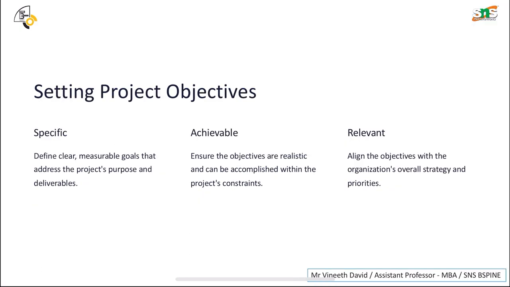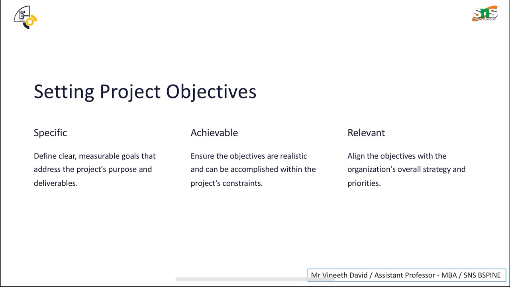Setting objectives for the project. Specific: define clear, measurable goals that address the project's purpose and deliverables. So we should fix the goal with a clear definition that satisfies the purpose and the deliverables of the project. We should not keep any other random things in the project. It should attain the purpose and the deliverables of the project.